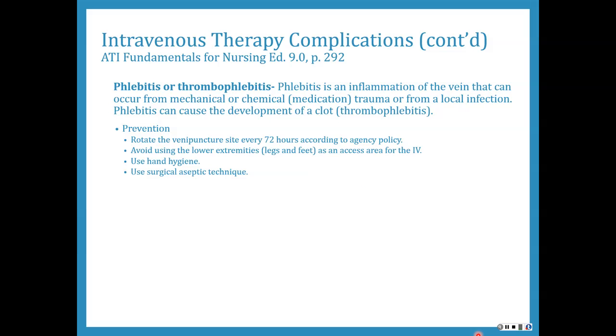We look at phlebitis or thrombophlebitis. Phlebitis is when there's an inflammation present in the vein, and oftentimes we'll see this occurring from medication given into that site. And then if a clot forms, that's when we go to thrombophlebitis. The most important way we can prevent this is by rotating those IV sites, making sure that they're changed every 72 hours. And we avoid the legs and feet in the adult client because there's decreased circulation. So it's not a preferred first choice site when we look at the adult client.